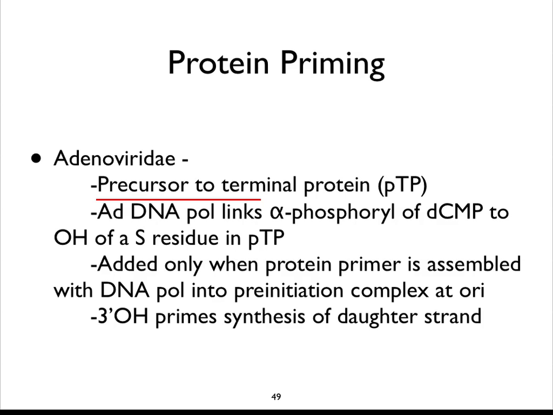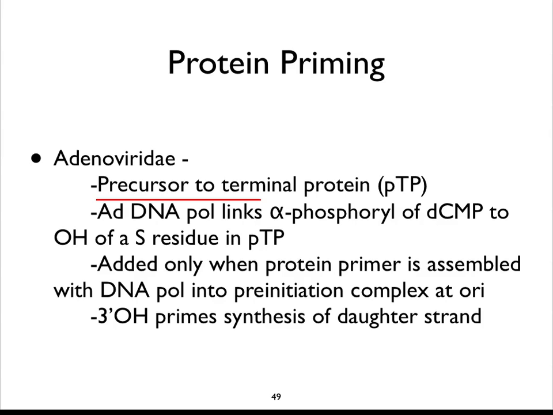So how does the protein priming work? There is a protein, PTP, precursor to terminal protein. It gets cleaved and then becomes terminal protein. The adenovirus DNA polymerase links the alpha phosphoryl group of deoxycytidine monophosphate to a hydroxyl of a serine residue in PTP. Now you have this dCMP stuck to the serine residue with a free 3' hydroxyl. This is only added when the protein primer is assembled with DNA polymerase into a pre-initiation complex.